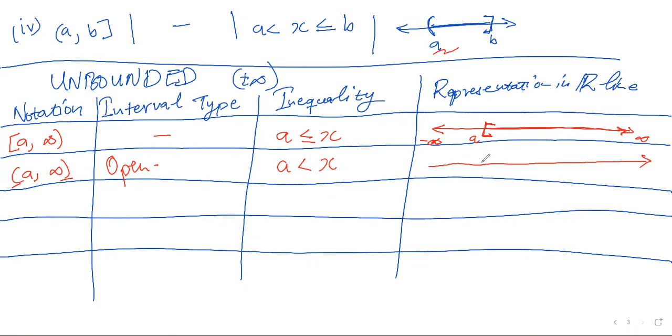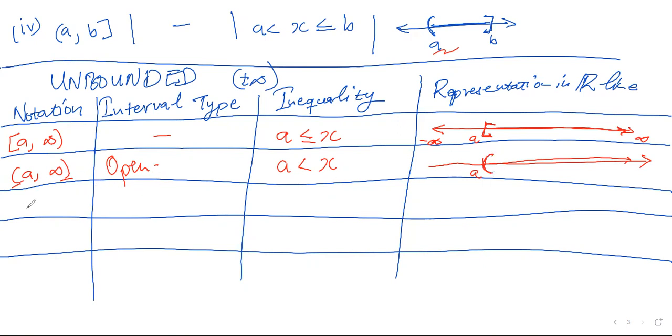Representing it on the real number line, here's our real number line. If we have A here, we are going to have a curved bracket, then a straight line with an arrow there. That is a representation that it's all numbers which are strictly greater than A, with A exclusive.